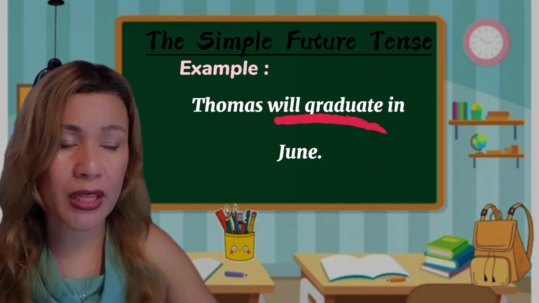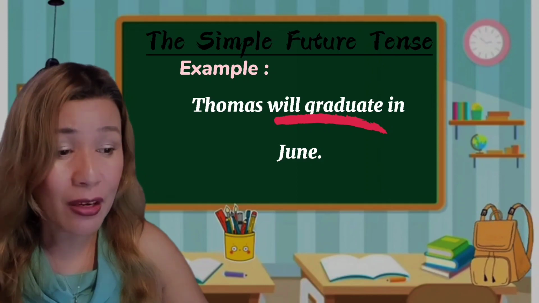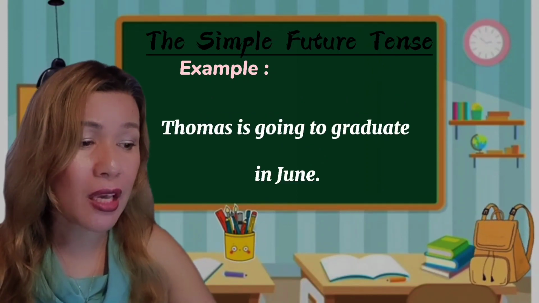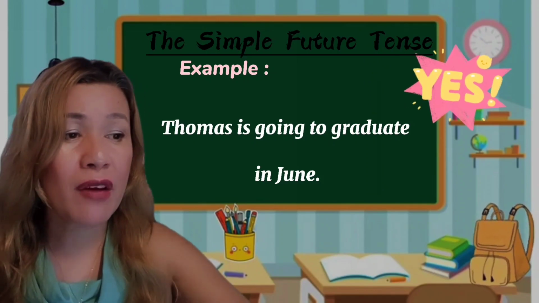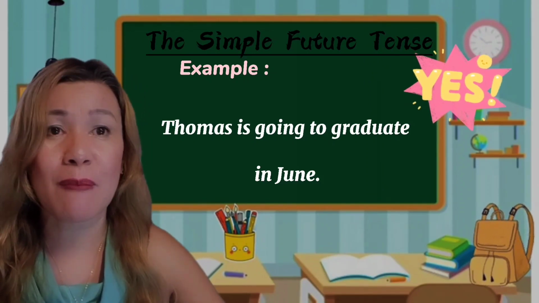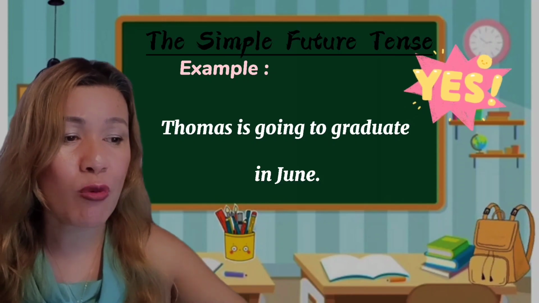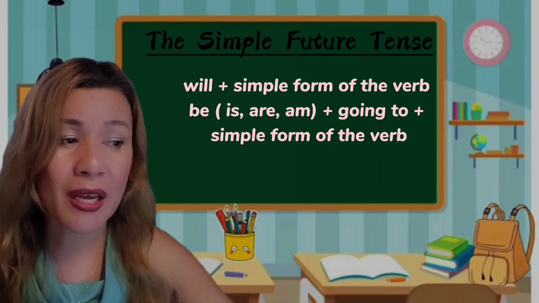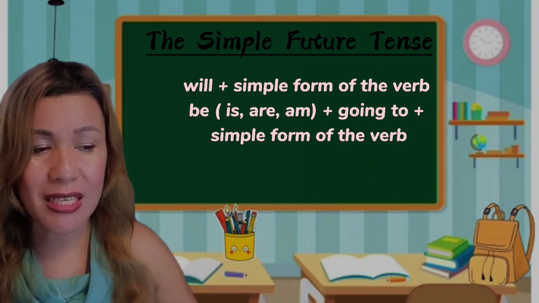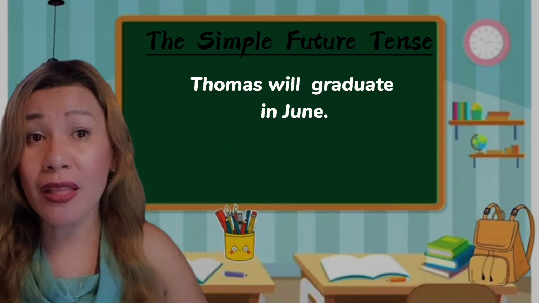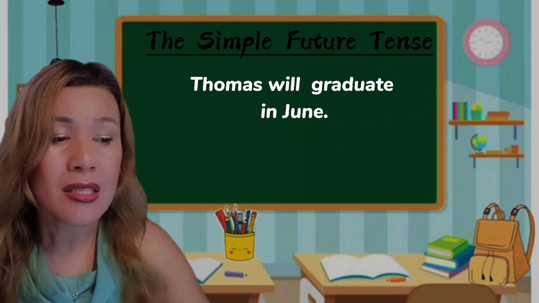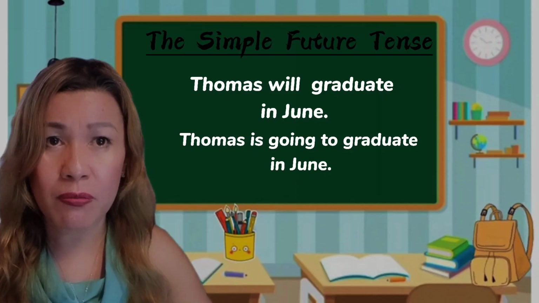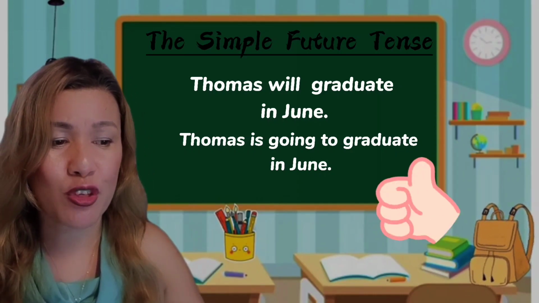So will graduate. Now, can I also say Thomas is going to graduate in June? Yes, because we have two ways, remember, in forming the simple future. It's either you have will plus simple form or the be verbs plus going to plus simple form of the verb. So you can say Thomas will graduate in June or Thomas is going to graduate in June. Both are correct for simple future tense.